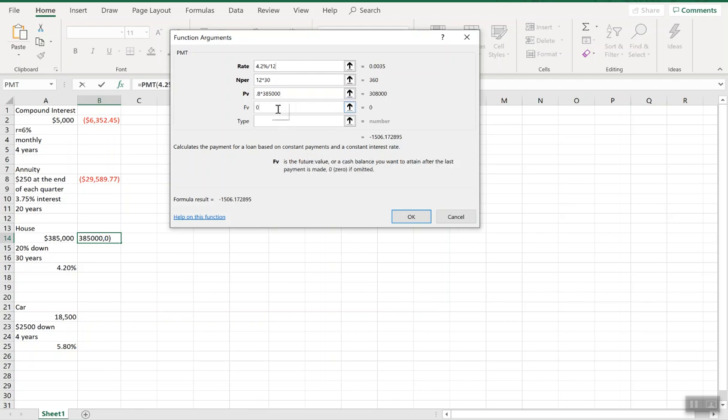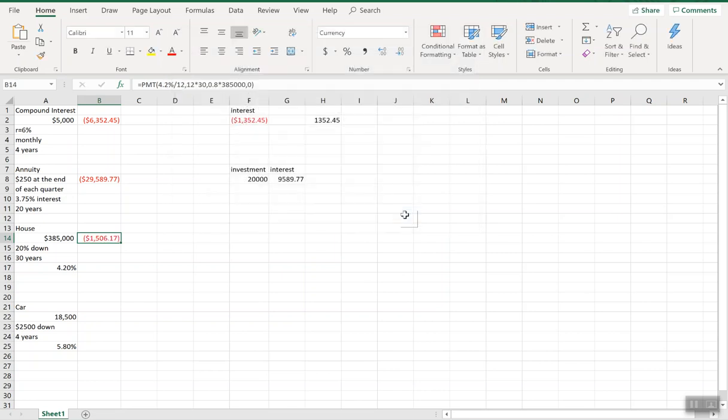The future value is 0. We want to pay this off. Again, end of the month, so we just say nothing here. We hit OK, and it says you will pay $1,506.17 per month. All right, so I like that I can make it figure out, take the down payment out, tell me the finance price, I just have this much.